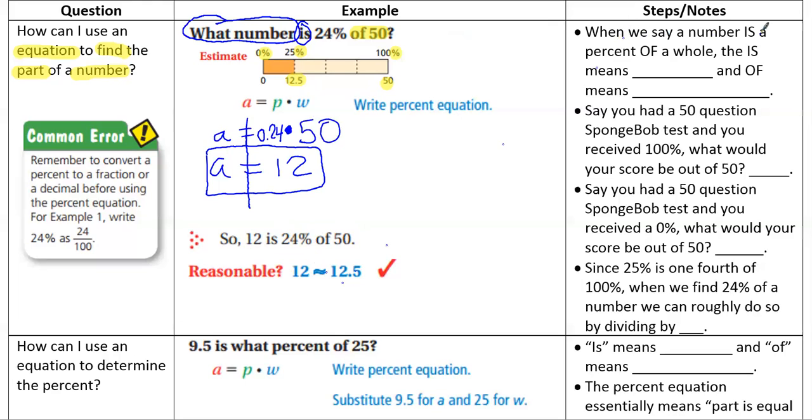When we say a number is a percent of a whole, the is means equals. And wait, are there two L's in equals? I think there's only one. Am I losing it? This is quarantine right here. Equals, and of means multiplication, just like it has in the past.